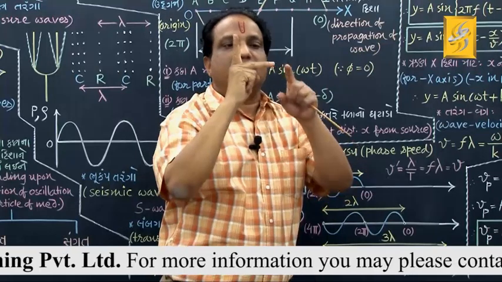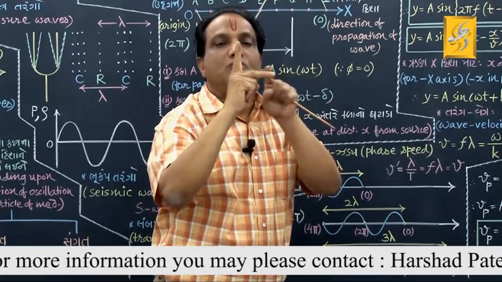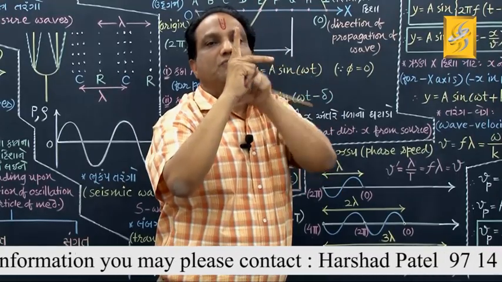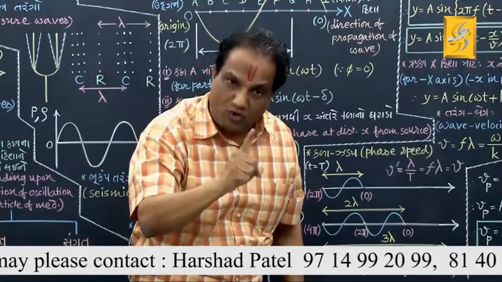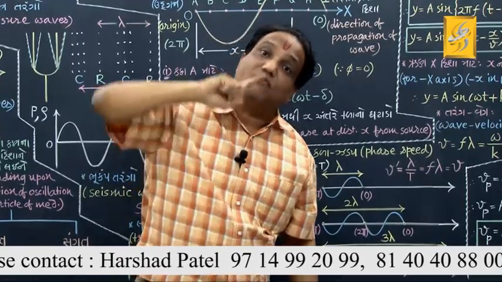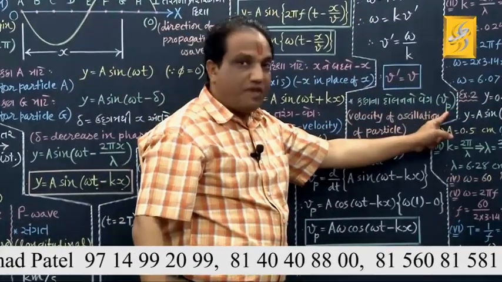Correct? Come on. In this direction, if the wave is propagating, then during the propagation of a transverse harmonic wave, the particle is oscillating up and down this way. Correct? Both the velocities are mutually perpendicular. I am talking at present about the velocity of oscillation of the particle. That's why I am showing it by symbol Vp, P for particle.